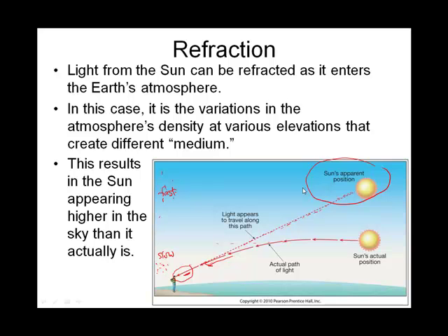And why is it bent? Because of the different density in the Earth's atmosphere. Kind of cool, kind of cool.